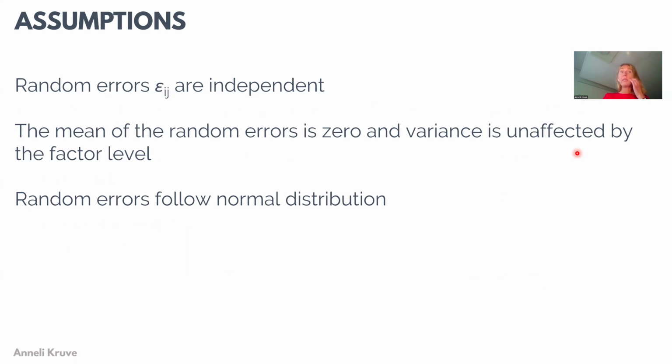And last but not least, we assume that on each of the samples, each of the rows, or each of the factor levels, the random errors follow the normal distribution. So basically, we assume that the replicate measurements are following a normal distribution.